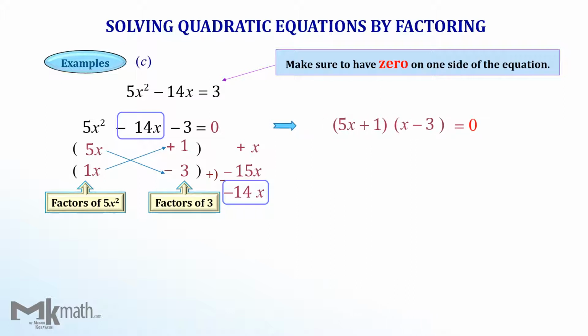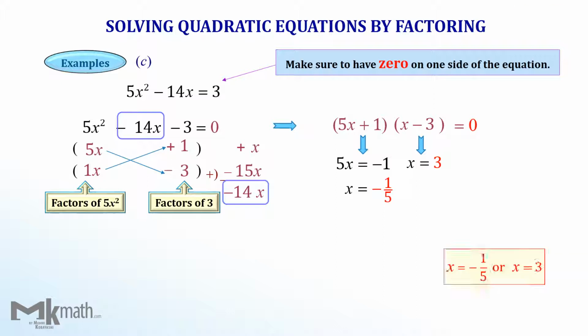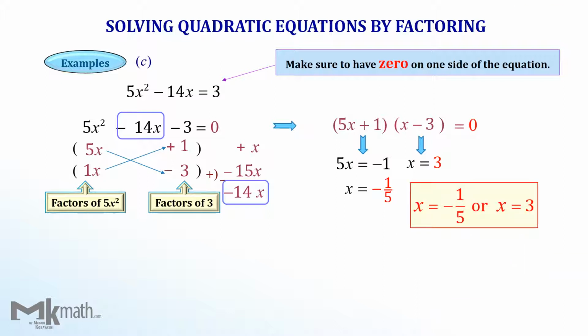Let's set each factor to be 0. From the left factor, we get 5x plus 1 equals 0, which gives us x equals negative 1/5. Solving the right factor by moving 3 to the right to get x equals 3. X equals negative 1/5 or 3 should satisfy the equation.